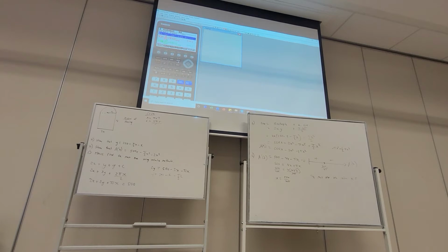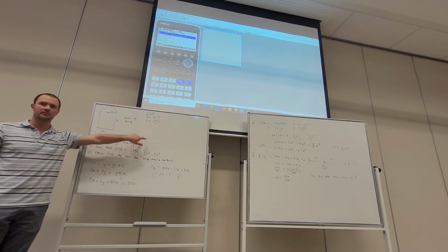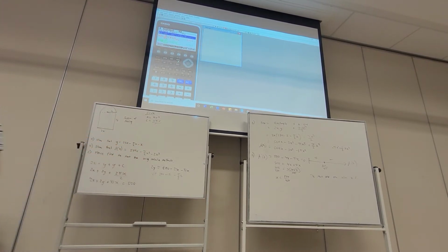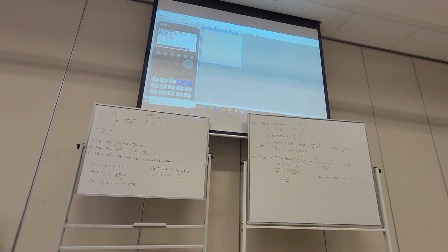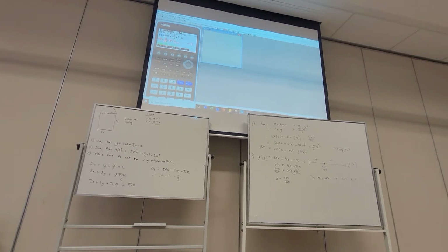How can we check to see if we got the right answer? Well, let's graph the area function. And notice how they give you the area function. Alright, so even if you can't do part A and B, you can still answer part C using your calculator. So I've got 500x, take pi on 2, x squared, and then take 2x squared.